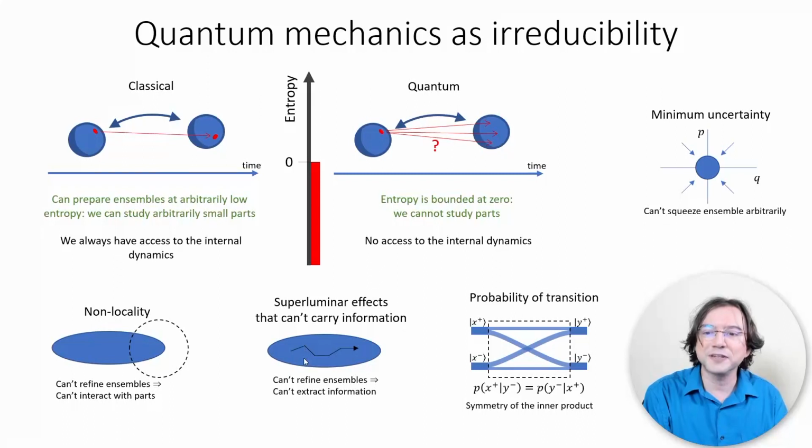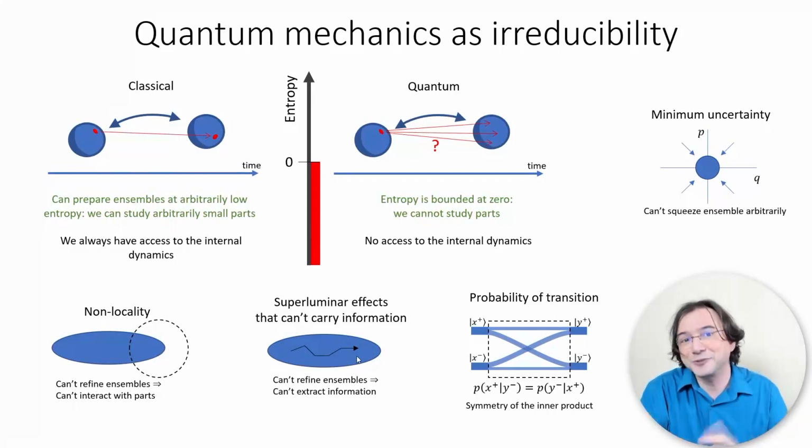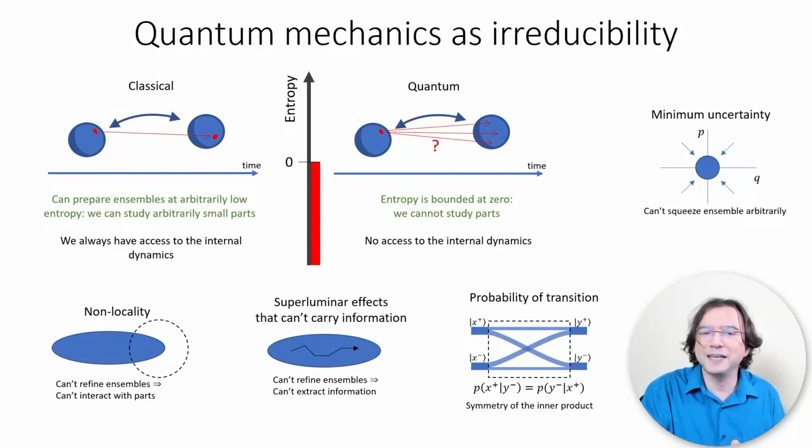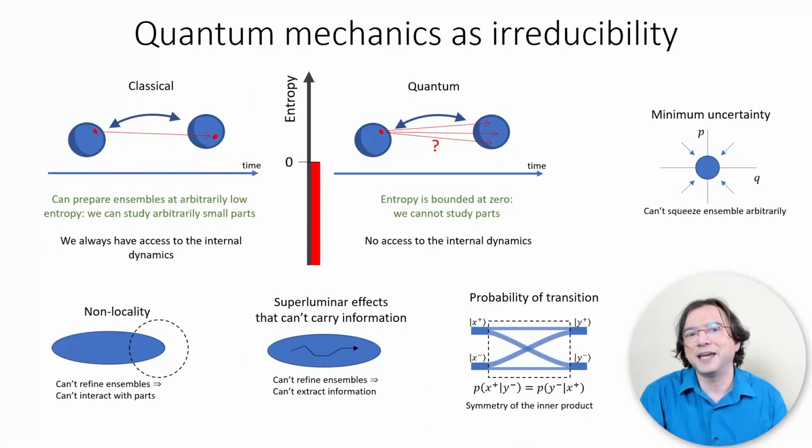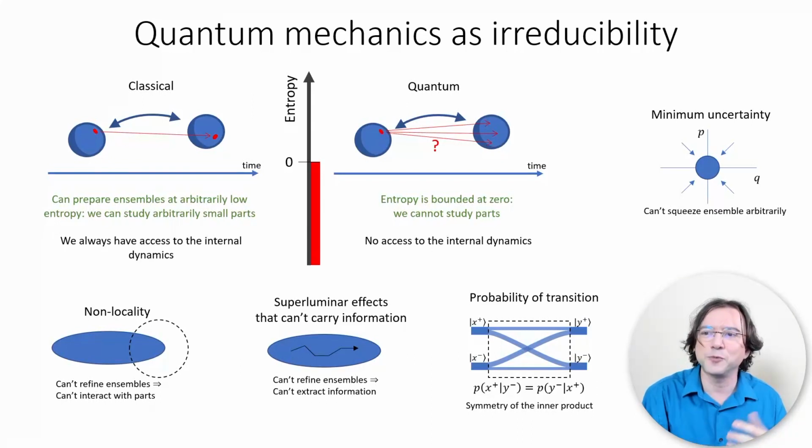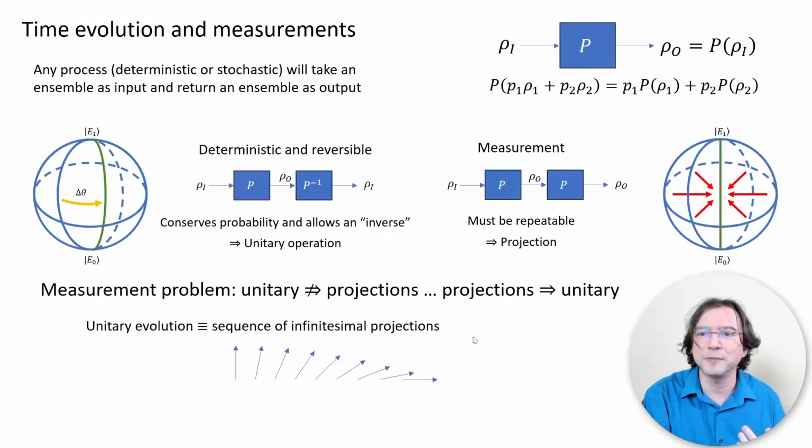Then, of course, this also leads to the idea that even if there are these superluminal effects, they cannot carry information, because being able to see that information that is carried means, again, having access to the substructure of the irreducible system, which we can't, and so on. So this is the idea of how this works, at least conceptually.